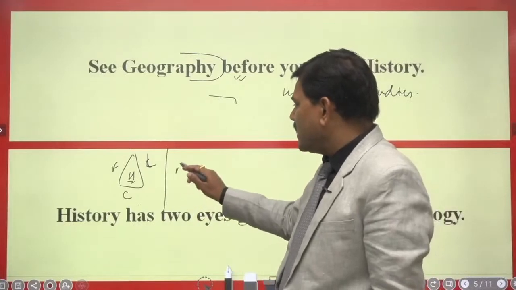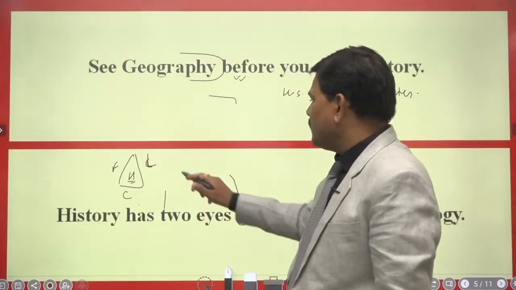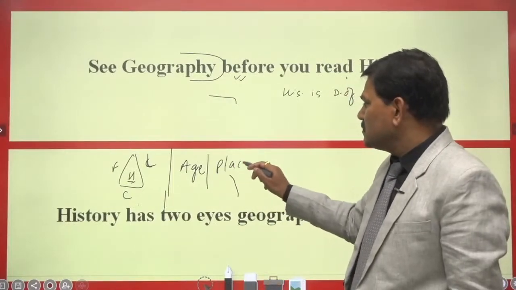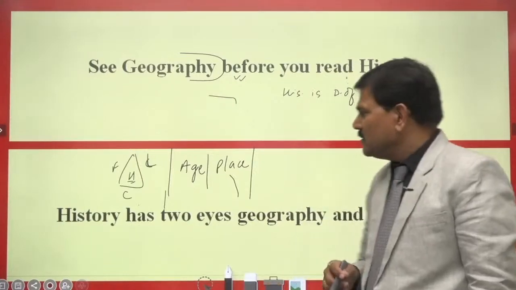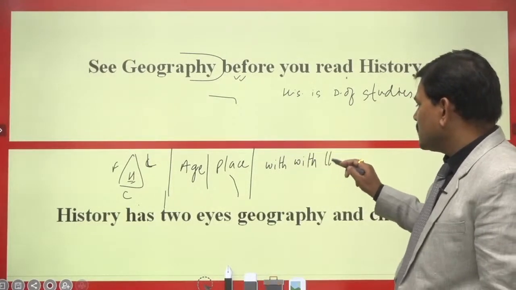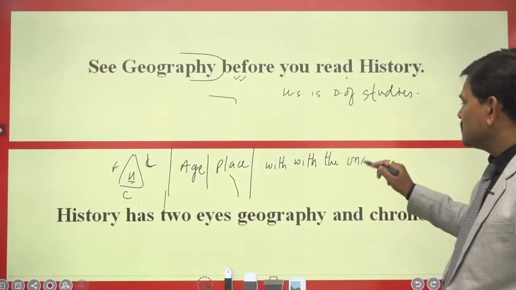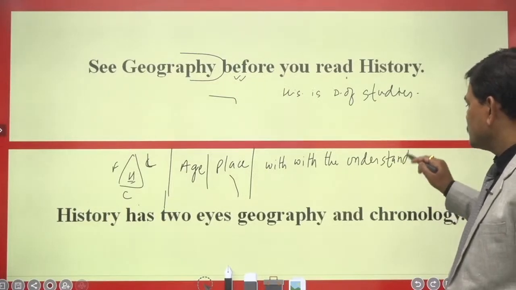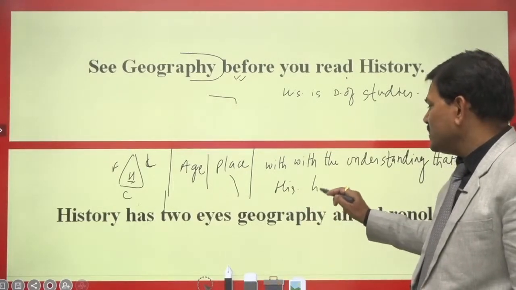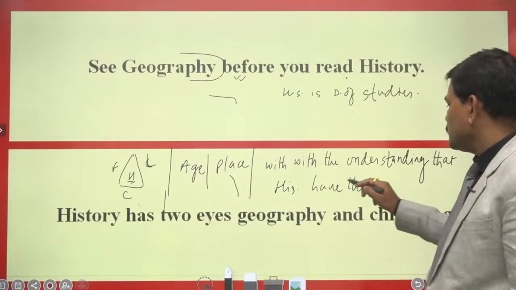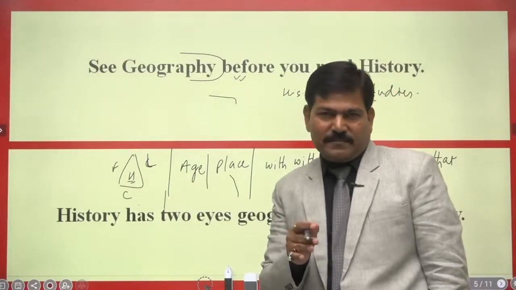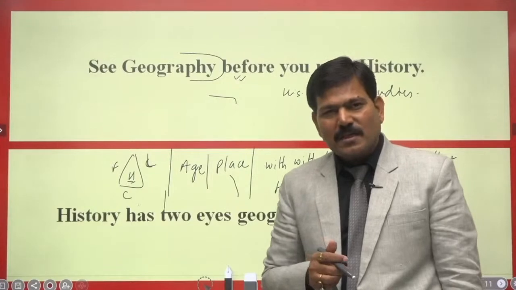You read the history of an age, of a place, and then you read history with the understanding that historians have their prejudice. Historians have their prejudice. You read history in this manner, but a $1 billion question is still left.